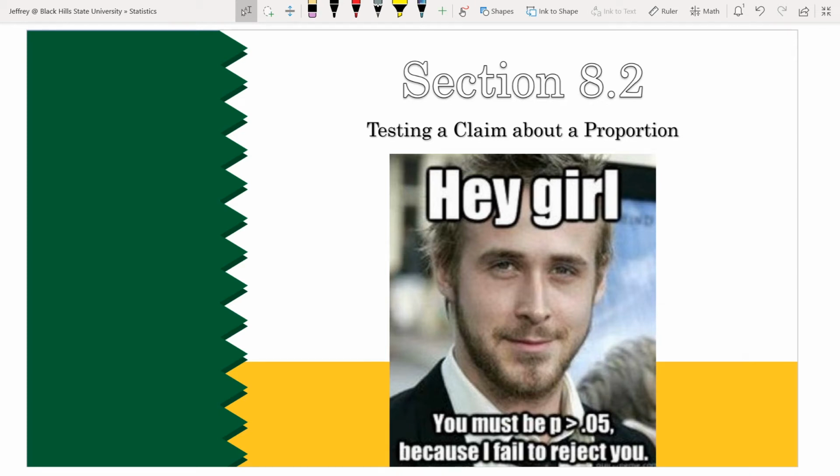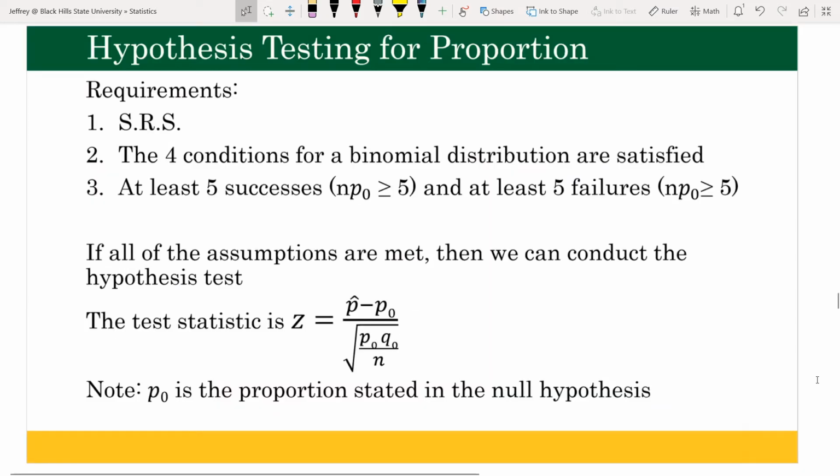Hello again, and today we're going to talk about section 8.2, which is where we test a claim about the proportion. So when we're looking at hypothesis testing for proportion, we need to make sure that we have a simple random sample, all four conditions for a binomial distribution are satisfied, and we need to make sure that we have at least five successes and at least five failures.